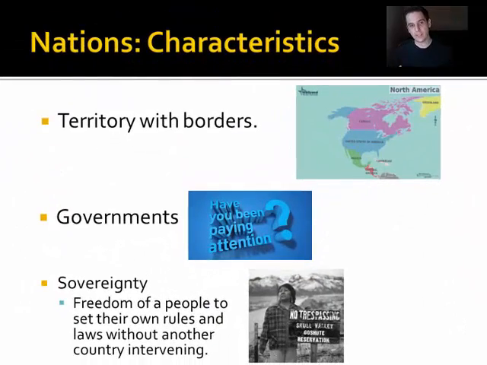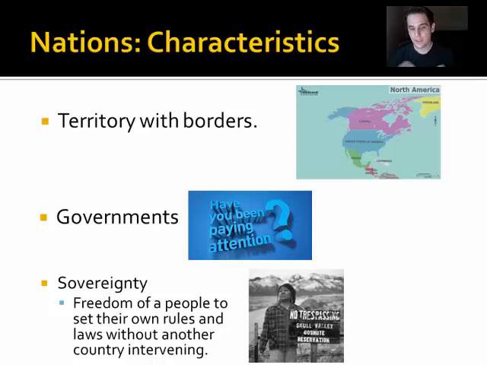Nations. Characteristics of nations include territory with borders. So, where does the country end? Where does it begin? That's a characteristic. Another characteristic is that it has a government. If you don't know what that is, you must be new to my class.